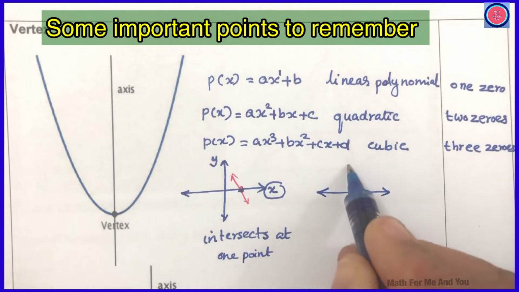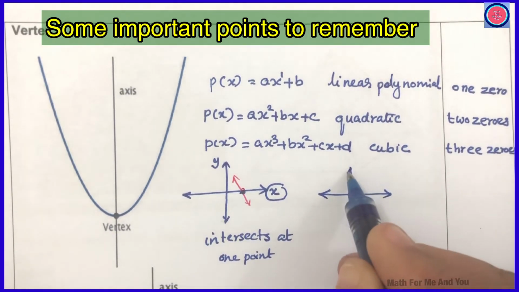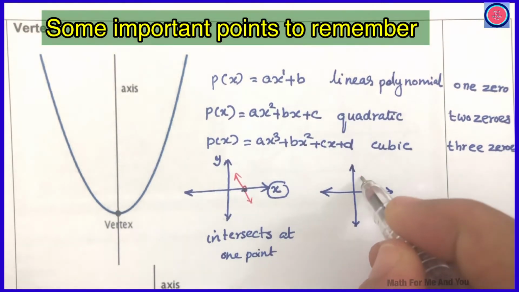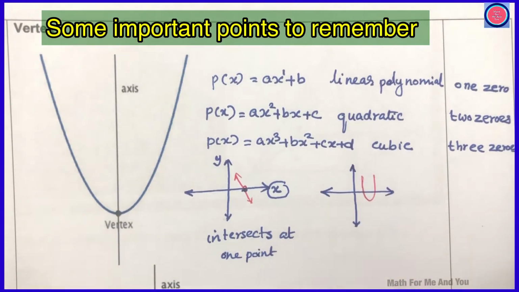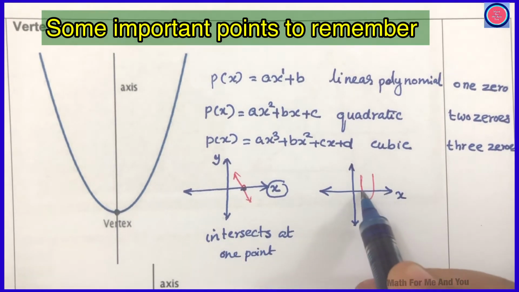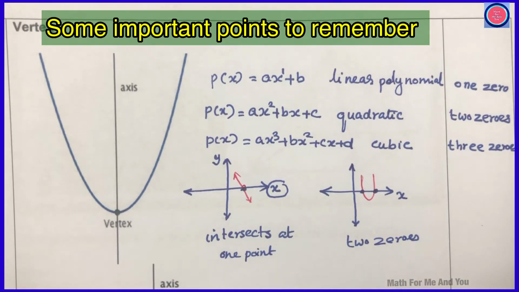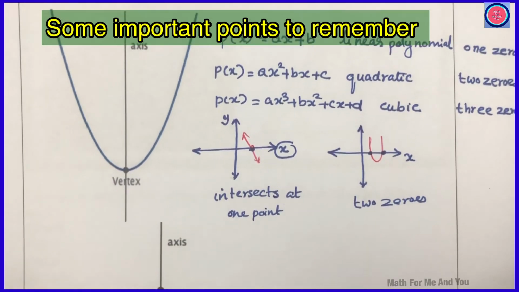The same way we can talk about the number of zeros. If we get a graph, we just look at how many meeting points it makes with the x-axis. Look at the graph and look at the meeting points with the x-axis. How many intersecting points? 2. So how many zeros does it have? 2 zeros. Hope you remember all these things.